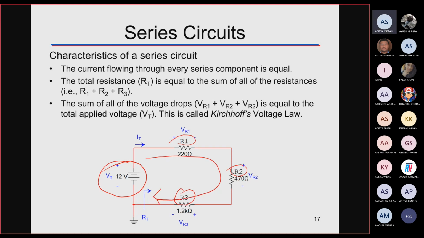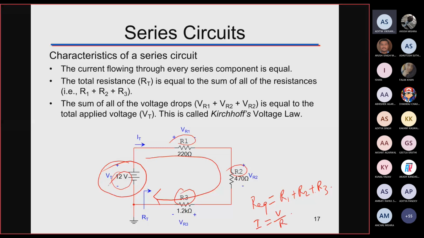So if anybody asks to calculate the total current flowing through this network, then the first step is to calculate the equivalent resistance. So R equivalent will be R1 plus R2 plus R3. This one will be your equivalent resistance, and then using the relationship I is equal to V by R, V is already given, 12 volt, you can calculate the value of current through the network, right?